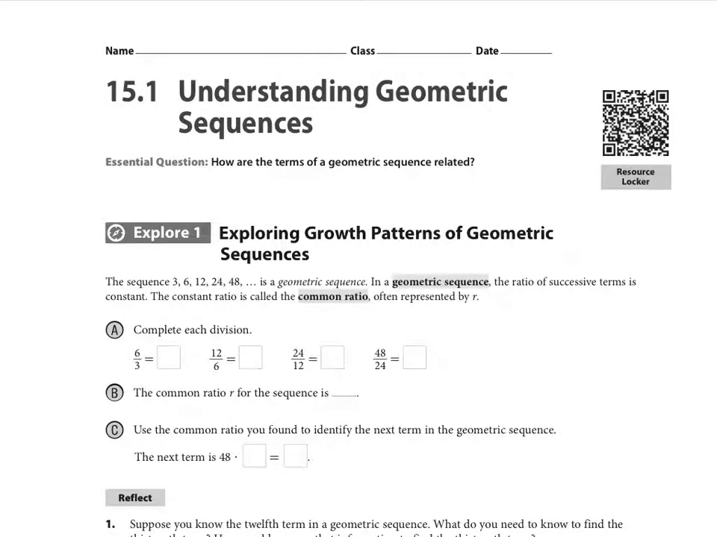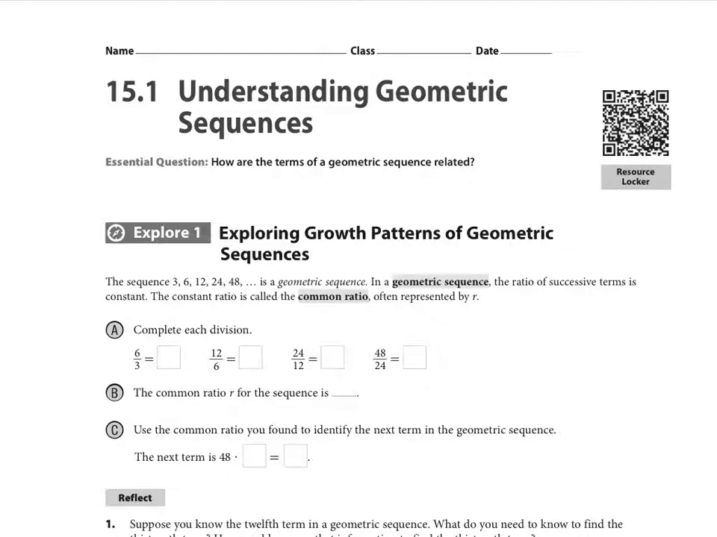Okay, 15.1, understanding geometric sequences. So here we're going to look at some more of the whole idea that math is patterns. These are patterns, but they're not linear patterns or arithmetic. Remember, we did arithmetic that dealt with linears. These are not linear. These are what we will refer to later on as exponential functions. So we're going to go through this.